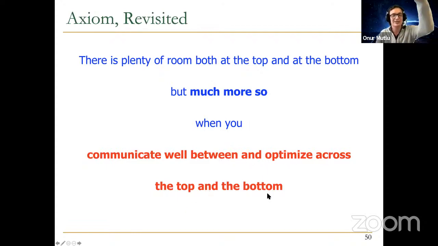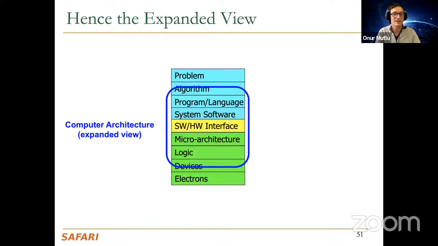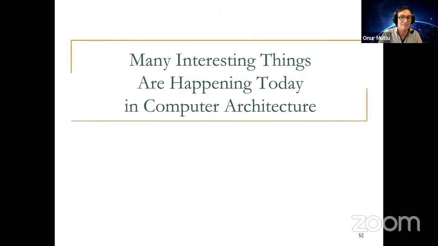So it's really about algorithms to devices at the bottom. You can optimize them both, but you can get much more by communicating between them more and optimizing across the stack. And I'm going to give you some more examples of this. So that's why we have this expanded view. And hopefully I've given you the historical perspective of this expanded view as well.